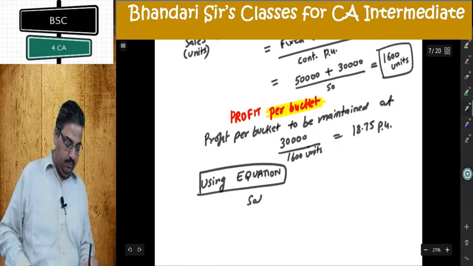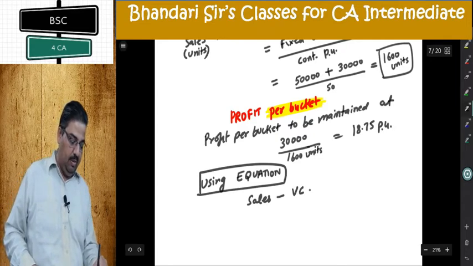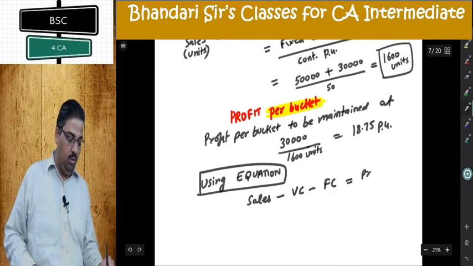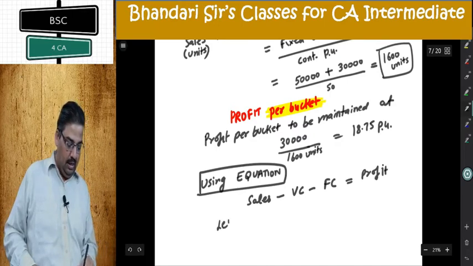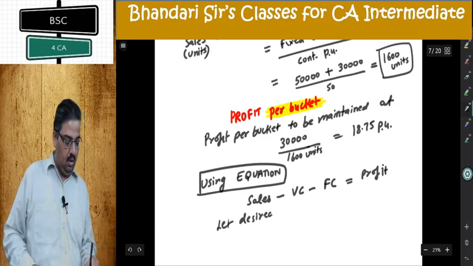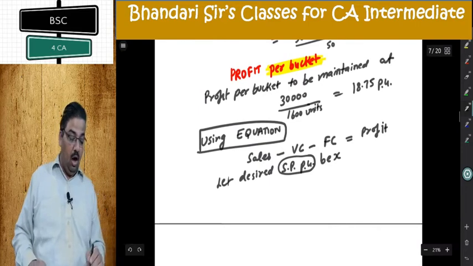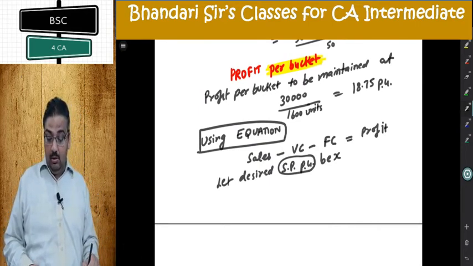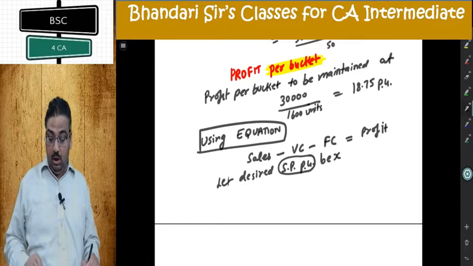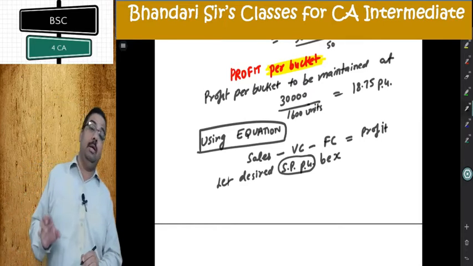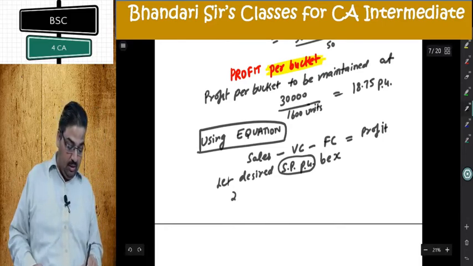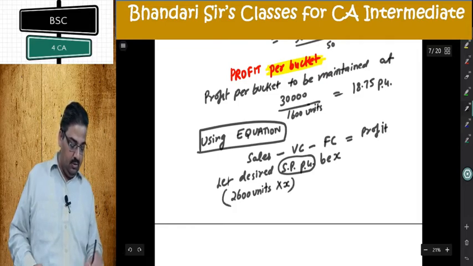What was the equation? Sales minus variable cost minus fixed cost is equal to profit. Let desired selling price per unit be X. Whatever is to be computed is my X, because that is what we will be computing. How much is sale? The units are originally capacity 2000 and increase of 600 capacity in this part. So 2600 units multiplied by X. This is my sales.